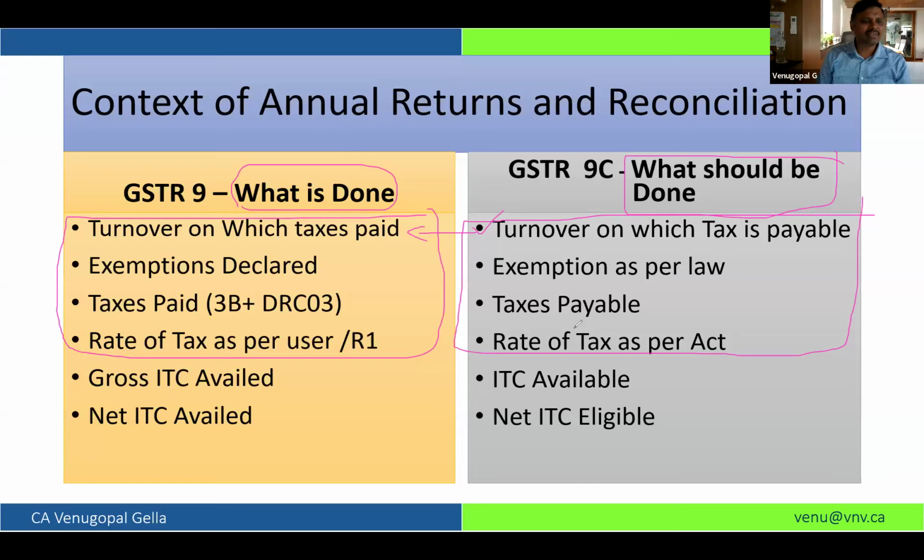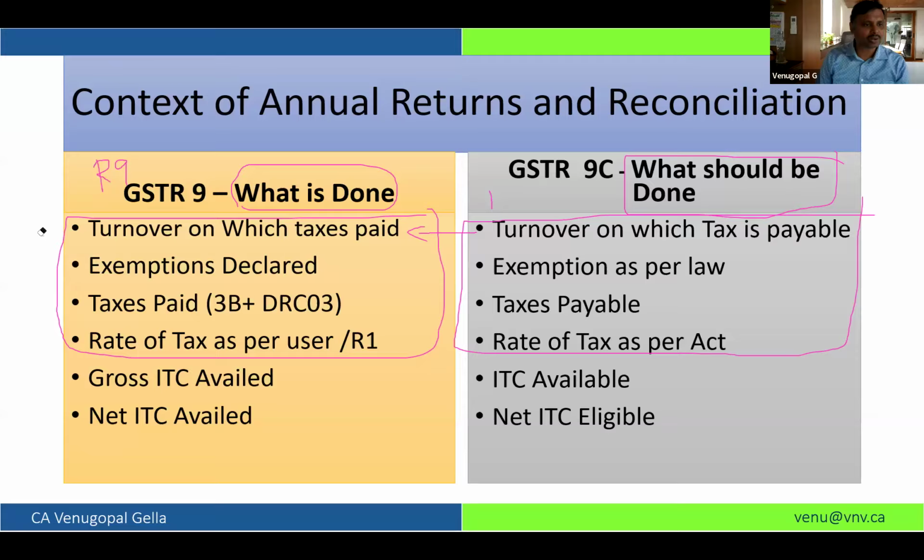We finance professionals, if I have to talk in financial language, this is your P&L account. This is your income and expenditure account. This is your bank statement. Sorry, my bad, let me just correct this. GSTR 9 is your bank statement. This is a statement of fact. This cannot be changed. This is the reality. You paid, received. Your 9C is your P&L account.